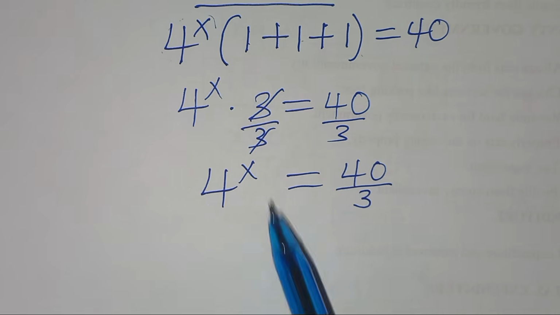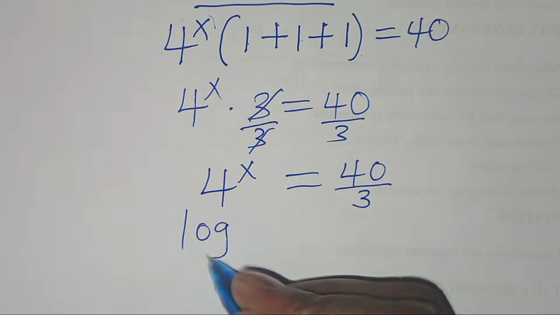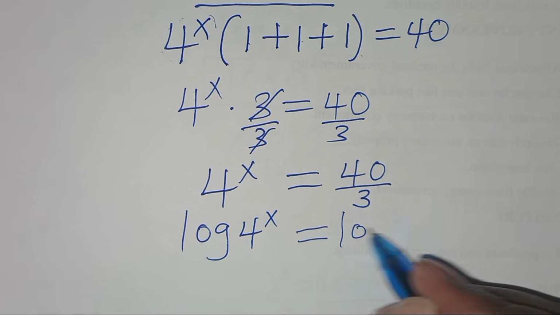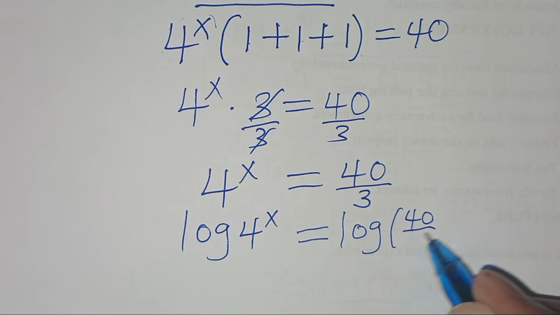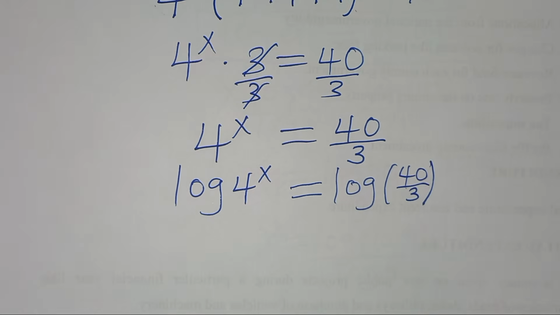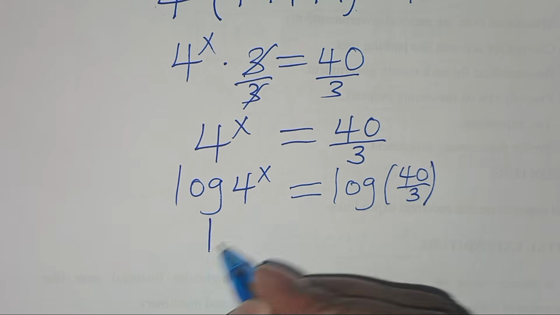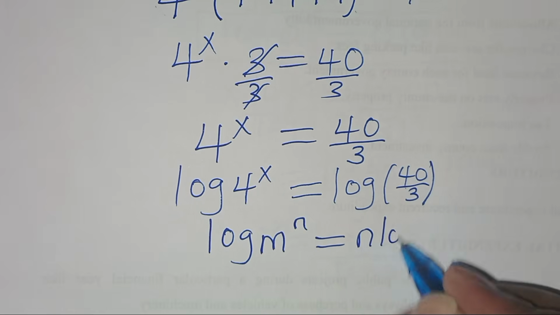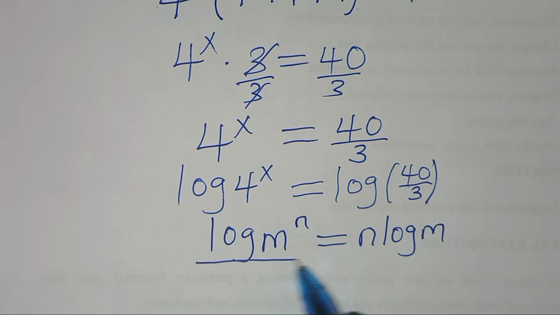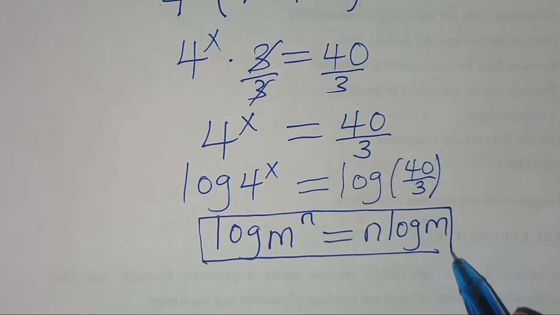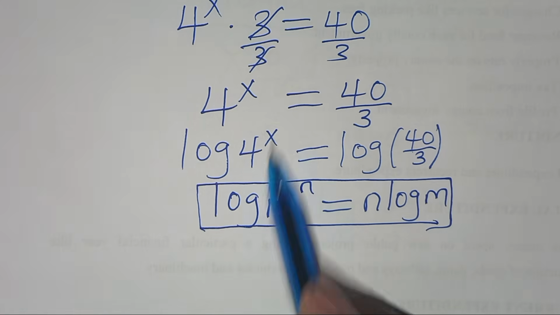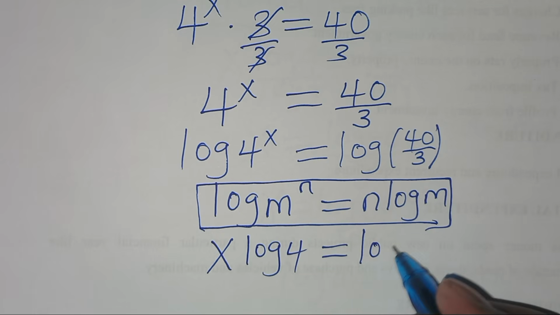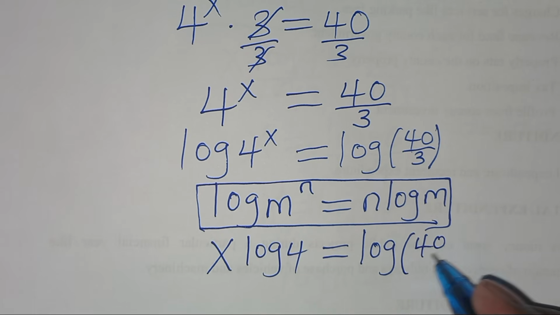The next step from here, so for x, we introduce logarithm on both sides, so that here we have log 4 to power x, this is equal to log 40 divided by 3. So now, log 4 to power x, this is in the form of log m to power n, which we can express as n log m. Now, applying this power rule property, then log 4 to power x can be expressed as x log 4. This is equal to log 40 divided by 3.